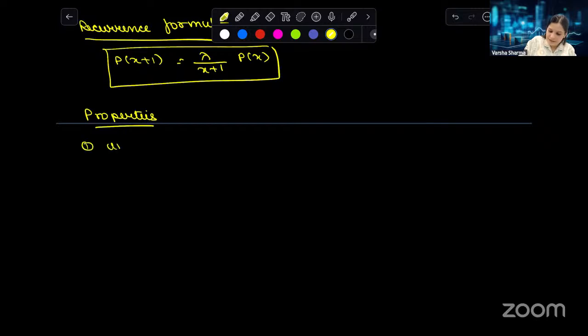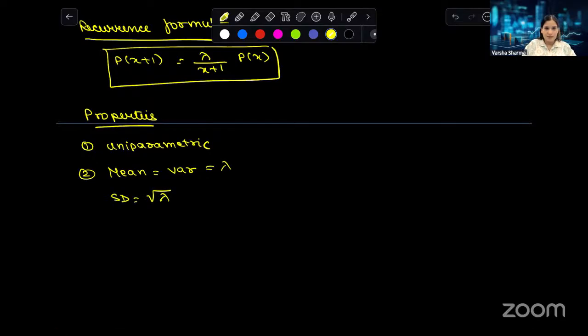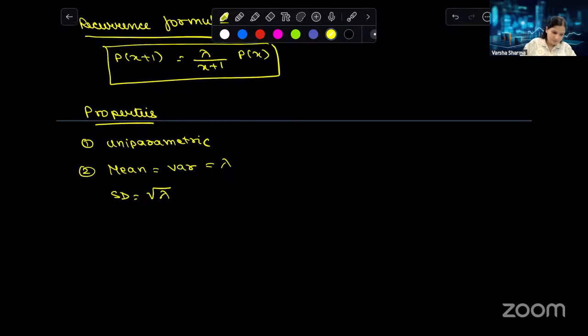Now, when it comes to properties, first, as we said, it is uniparametric. In case of binomial, mean was greater than variance. Here, mean and variance are equal, both are lambda. Standard deviation is root over variance, so root lambda. Again, here, mean and standard deviation, none of them can be negative.